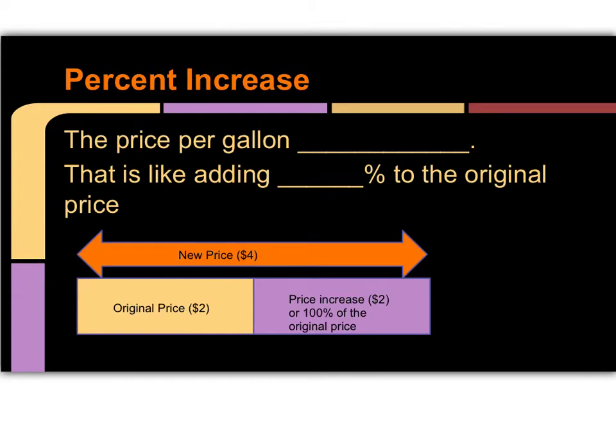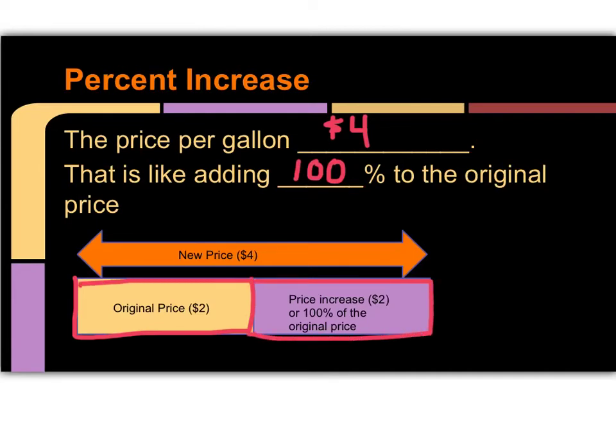The price per gallon is now $4. That's like adding, what do you think, 100% to the original price. So here's the original price in our visual, and I'm going to add a whole nother one of that, and that's 100% of the original price to give us a total of $4.